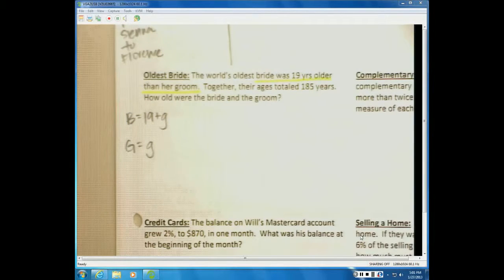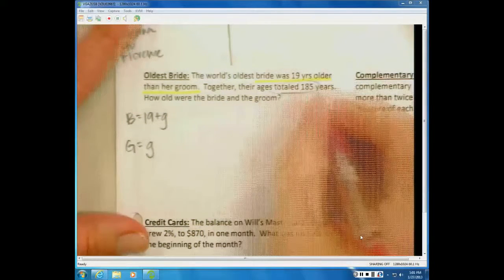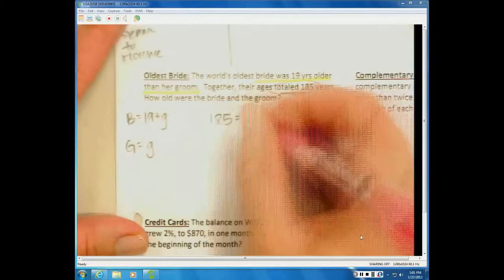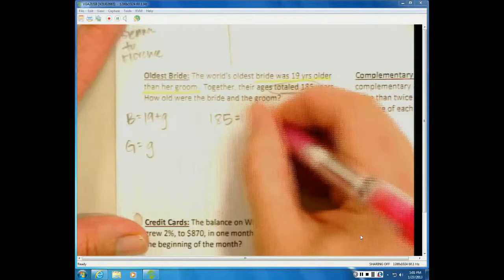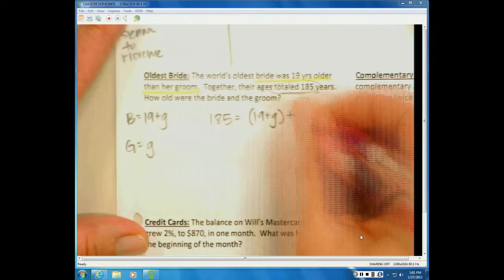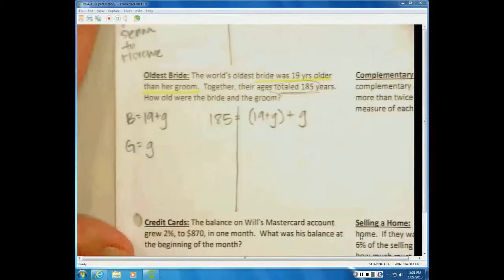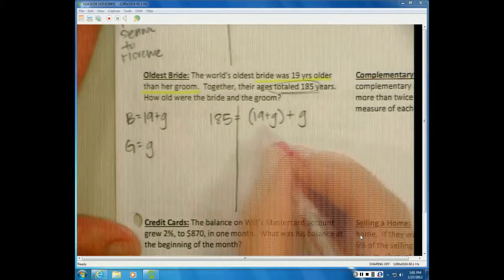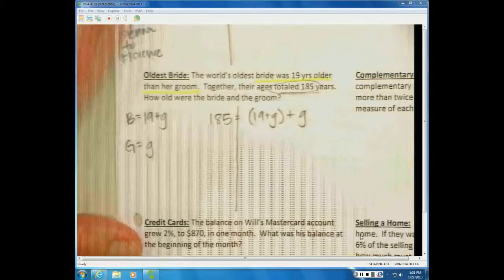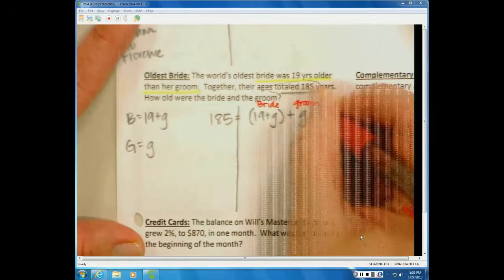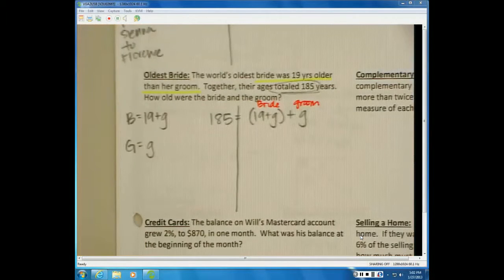Together, their ages totaled 185 years. So 185 is the bride's age, 19 plus g, plus the groom's age, which is just g. She's older. And we can even write this down. This is the bride, and this is groom. So I'm going to have you finish this one. Let's go on to the next one.